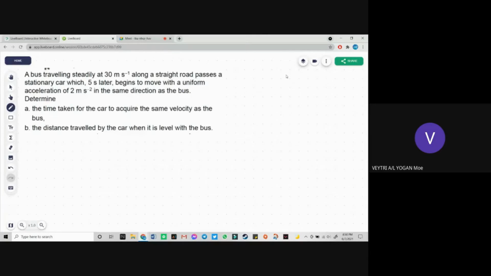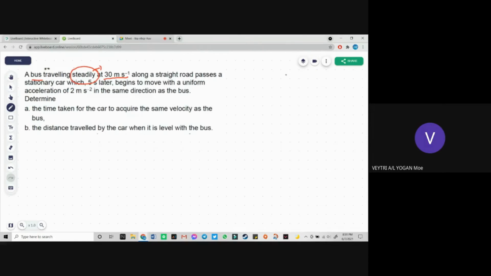Okay. This question will be a little bit tricky, but it's okay. Let's have a go. Let's read the question first. A bus, okay, we're talking about a bus now. You have to imagine how does a bus travel. Traveling steadily at 30 meters per second. Okay. It travels steadily at 30 meters per second.